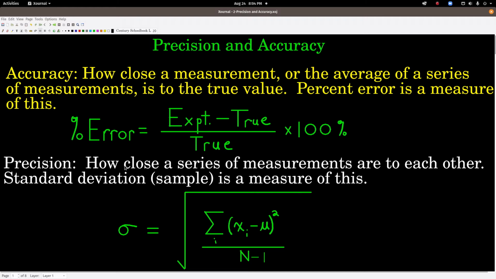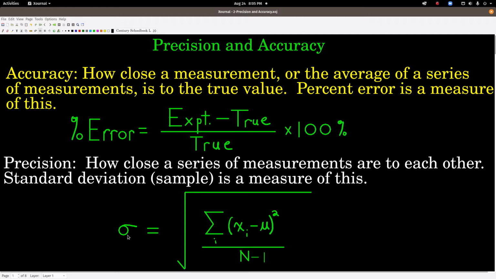Precision, on the other hand, is a measure of how close a series of measurements are to each other. So the way we measure precision is with something called standard deviation. And we use the sample standard deviation. And this is the formula.